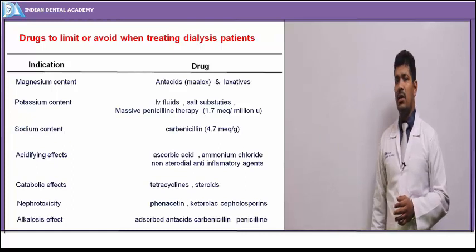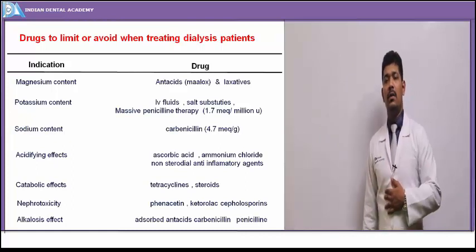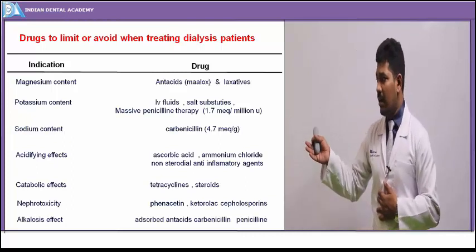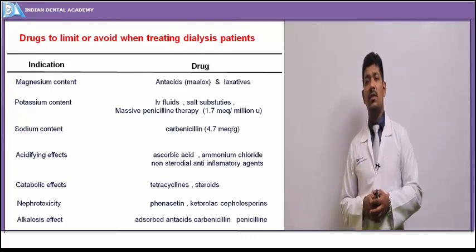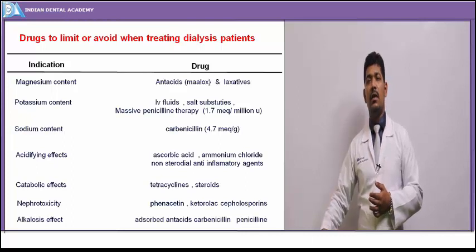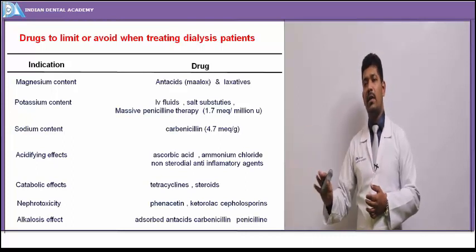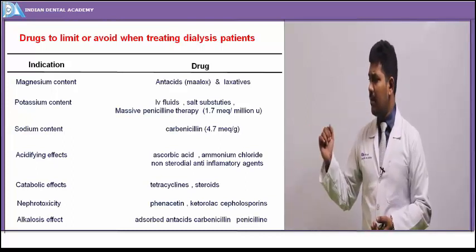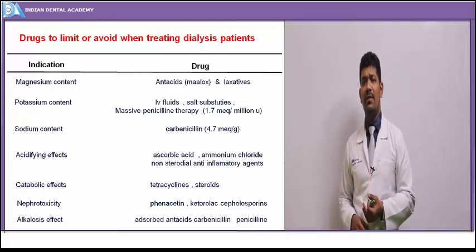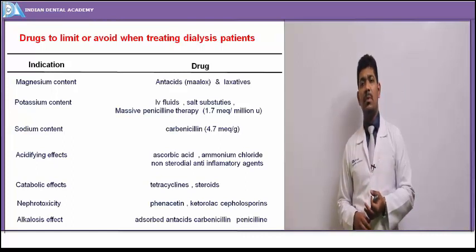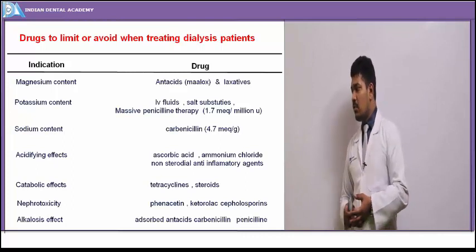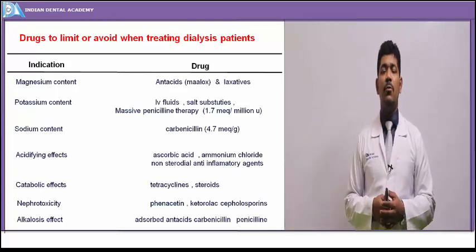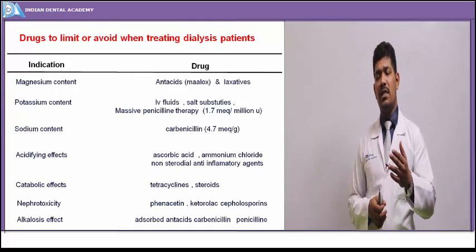Similarly, you have catabolic effects. Anabolic steroids and tetracyclines have catabolism, which is not supported by this weak renal system, so they have to be avoided in cases of CRF also. A few other medications, such as phenacetin or ketorolac, have increased nephrotoxic capabilities, wherein they can further damage the renal cells instead of helping the patient. So these are some of the medications which you have to take care of before prescribing to a patient suffering from CRF.